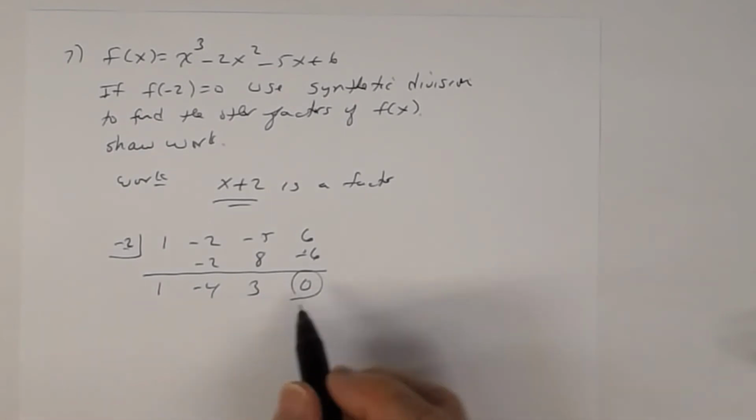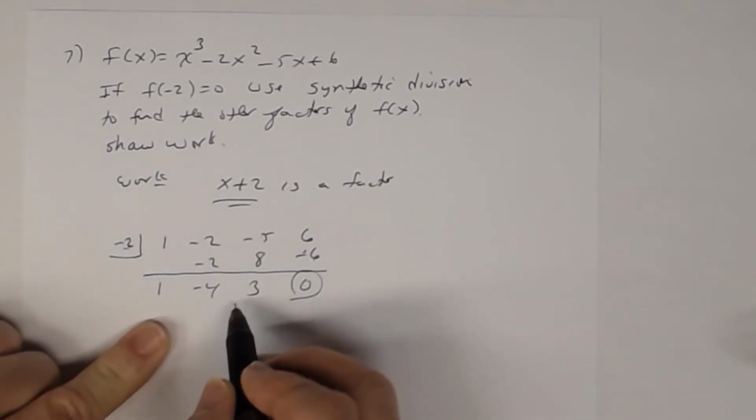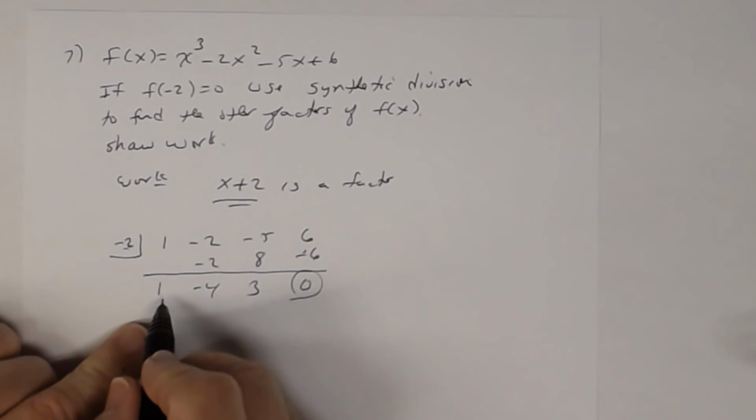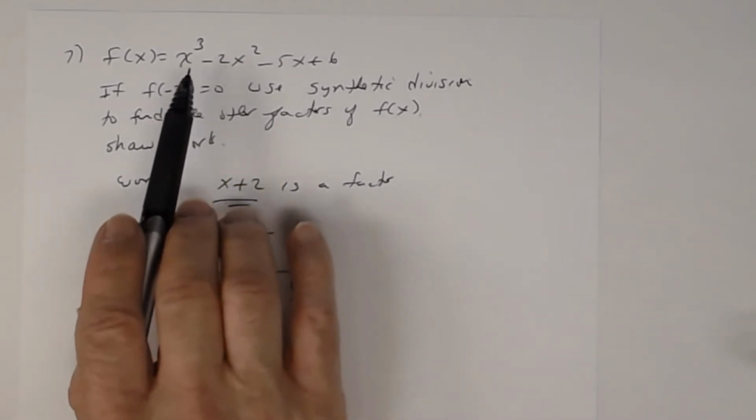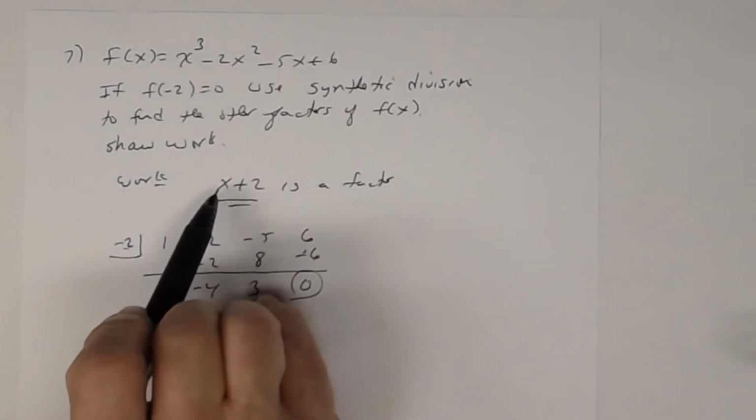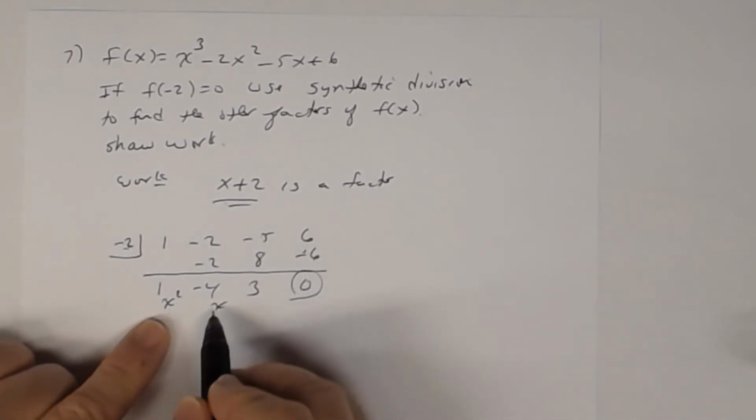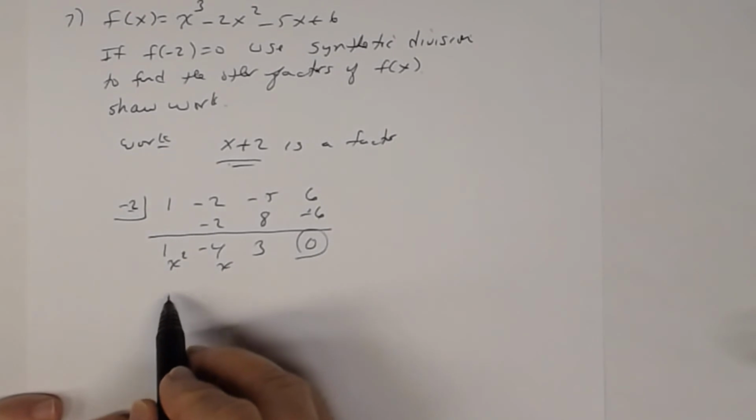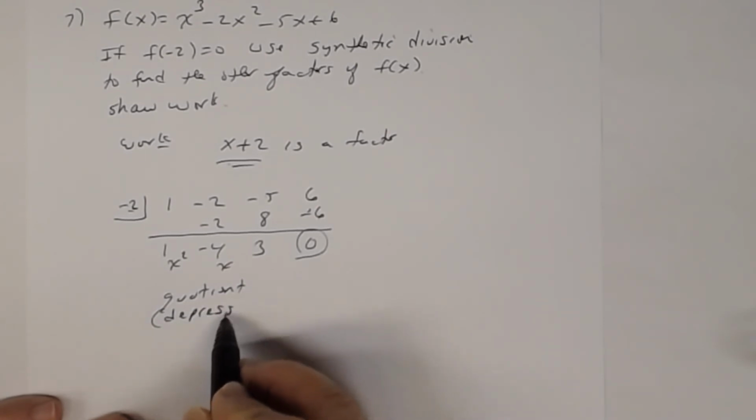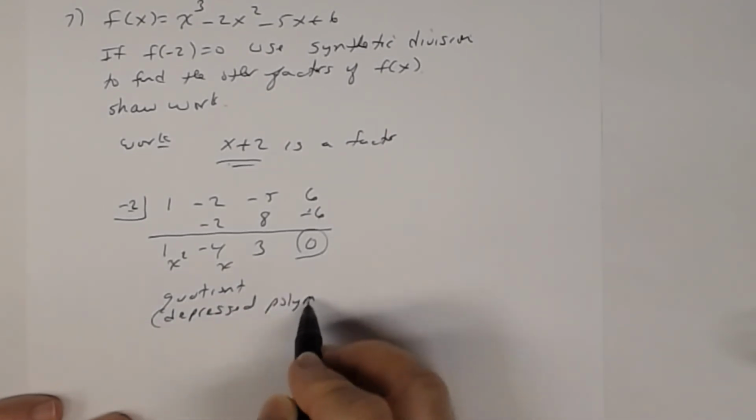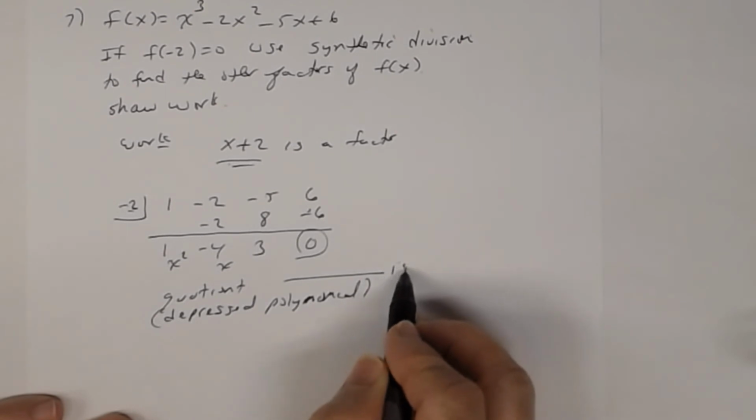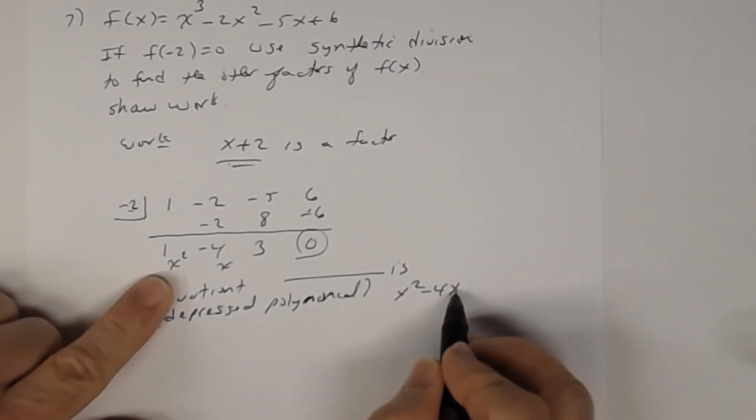So my depressed polynomial, your quotient, will be, now remember this is x cubed, so this has to be x squared. And remember in the previous lesson, you know why that's x squared: because you're taking x cubed and dividing it by x, so x cubed divided by x is x squared. Then it has to be x, and there's your constant. Some textbooks will use the term depressed polynomial. So your quotient is x squared minus 4x plus 3.